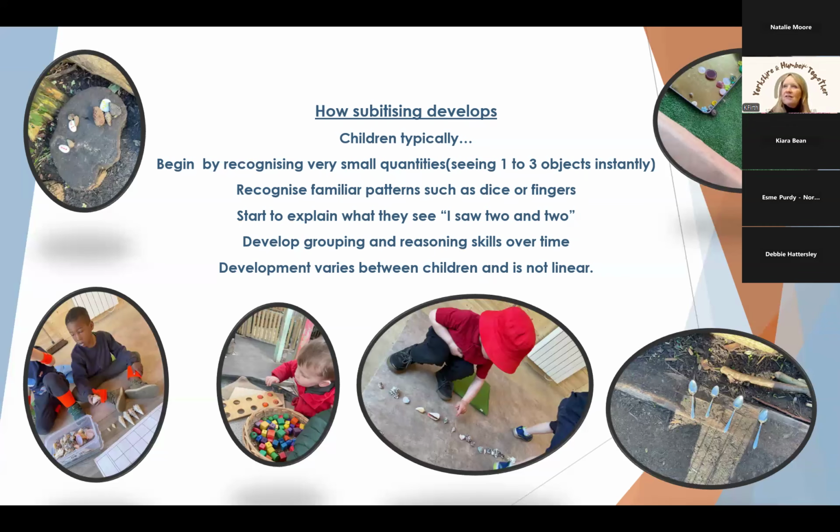Children can start to explain. We tend to use a lot of questioning, just a simple statement. What can you see? What did you see? And then they can say what they want. If they want to say, I saw 2, I saw 3, I saw 1, whatever they see, they can explain. Every child might see something differently. And that's the value and the joy of working with young children's minds. They're amazing. The development varies obviously between children and it's not linear.